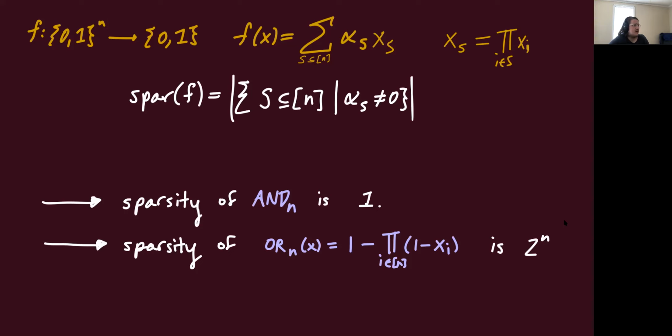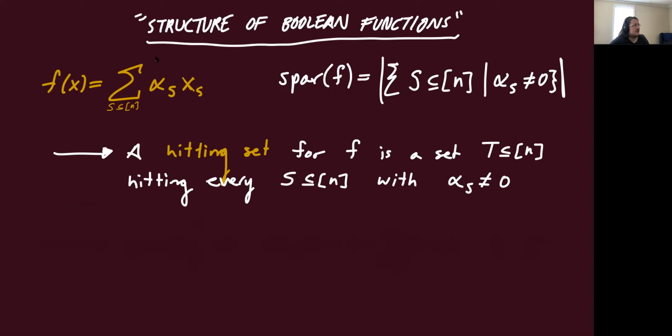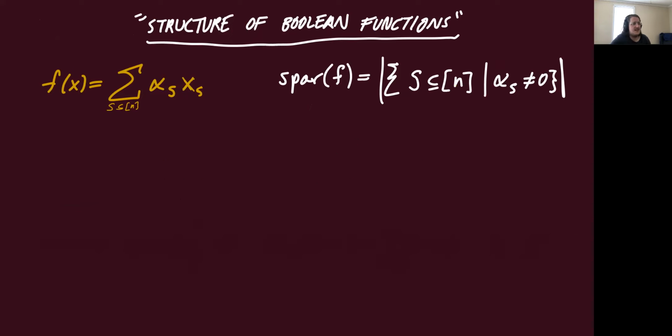Okay, so this is the definition of sparsity, and what we want to do, and the way that we are going to design AND decision trees for these types of functions, is by studying some type of combinatorial structure of sparse functions. So we'll look at this kind of question of structure, monomial structure of Boolean functions. So we want to think about the monomials as a set system, and we're going to study some combinatorial properties of this set system.